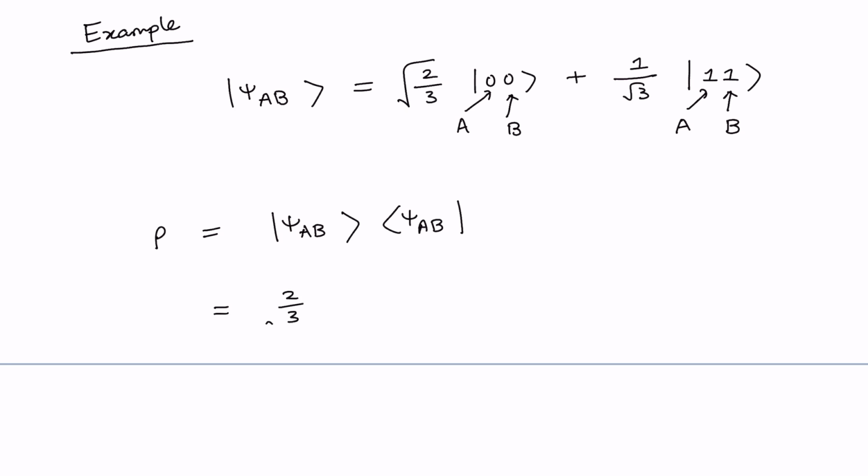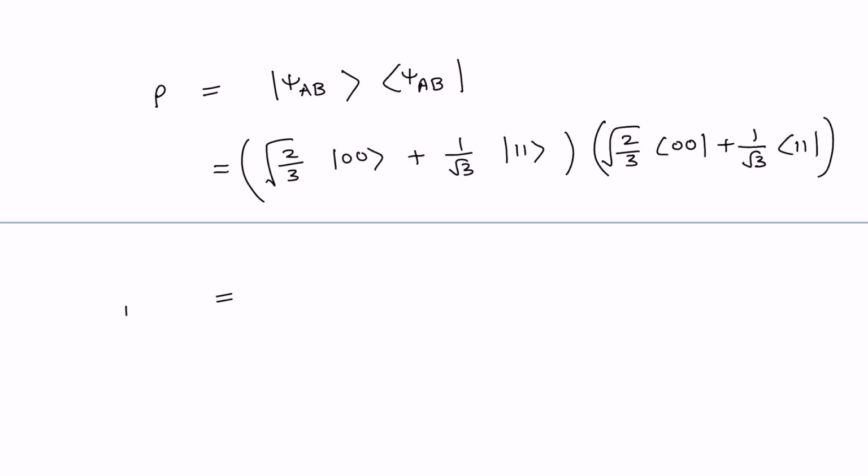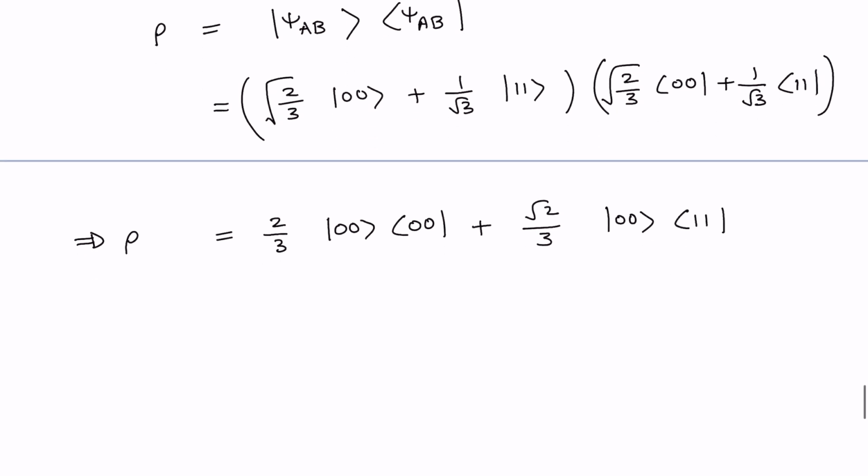So we have |ψ_AB⟩ = √(2/3)|00⟩ + (1/√3)|11⟩, and if I open it up, I am going to get the density operator for the composite system as (2/3)|00⟩⟨00| + (√2/3)|00⟩⟨11| + (√2/3)|11⟩⟨00| + (1/3)|11⟩⟨11|.